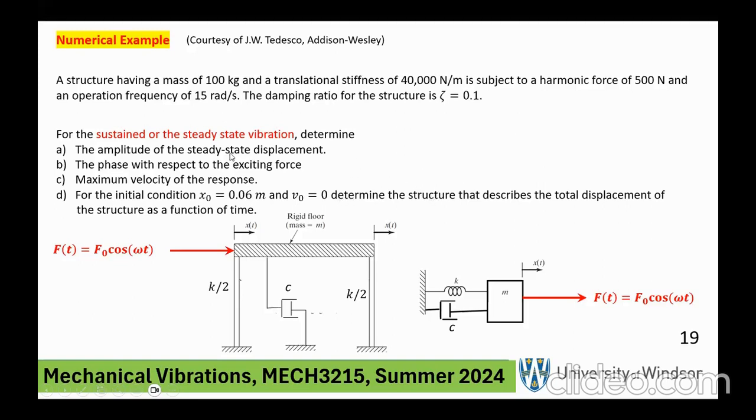So A, B, and C do not depend on the initial conditions, because these are only relevant to the steady state. It's only the last part that says, give me the total solution. So I not only need the steady state one, the particular solution, but I also need the homogeneous one, or the transient one. And I need initial conditions for that. Okay, let's move on.